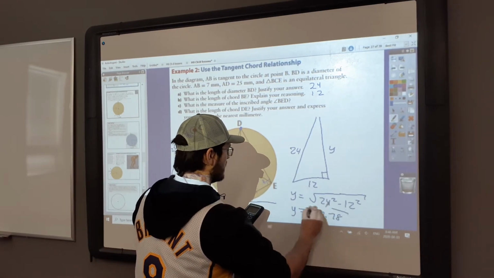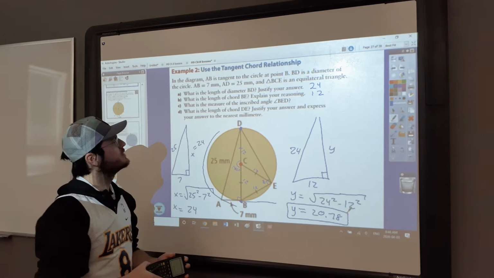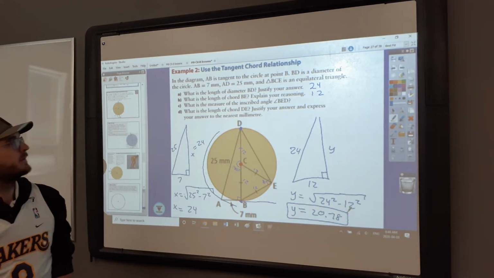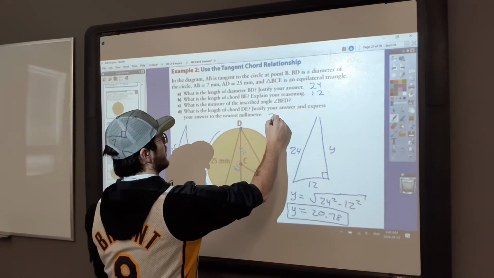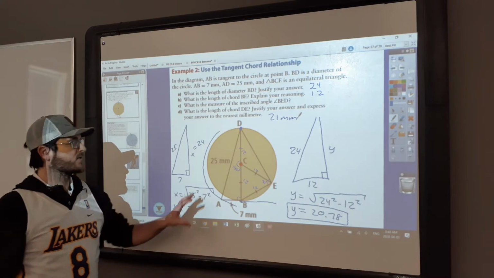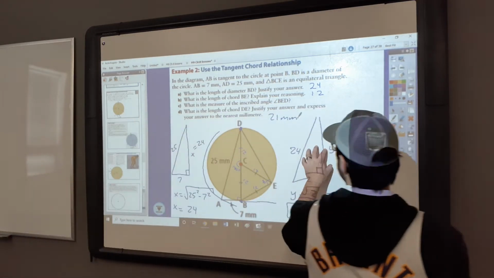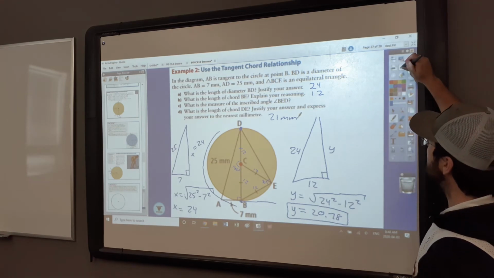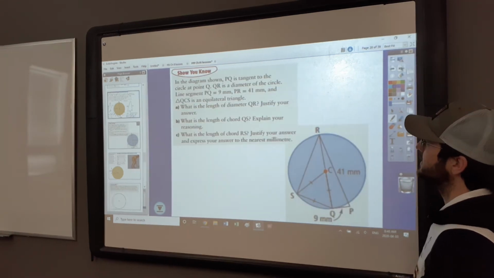20.78. I usually go to 2 decimal places. So it's your answer to the nearest millimeter, so it'd be 21 if you were asked. 21 millimeters. Okay, so using this kind of isolated, I think this is a nice strategy to take that triangle out and do your work on the side, just to keep things neat and organized. Helps you to solve some of that stuff.